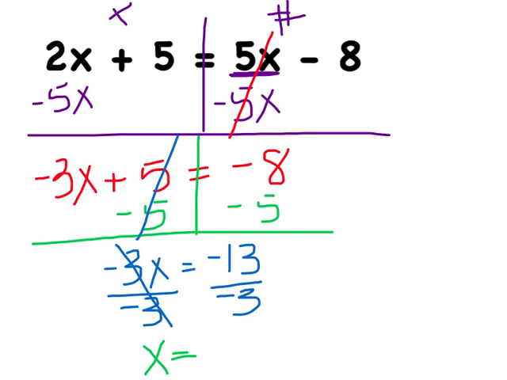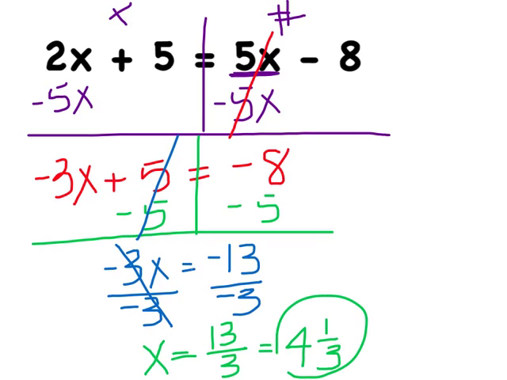And x equals negative 13 over negative 3. That's 2 negatives, which gives you a positive, and we're just going to leave that as a fraction. 3 goes into 13 4 times with 1 left over, so it'd be 4 1/3. You can keep it 13 over 3. Either way works.